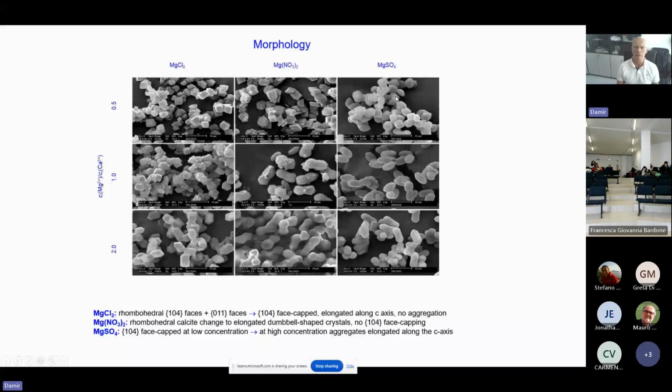The addition of magnesium sulfate, so besides magnesium, we have the addition of sulfate ions, has a very prominent effect. Even 104 capping was obtained even at very low concentration, but at the highest concentration of magnesium, but also sulfate ion, we have aggregates which are elongated along the C-axis.